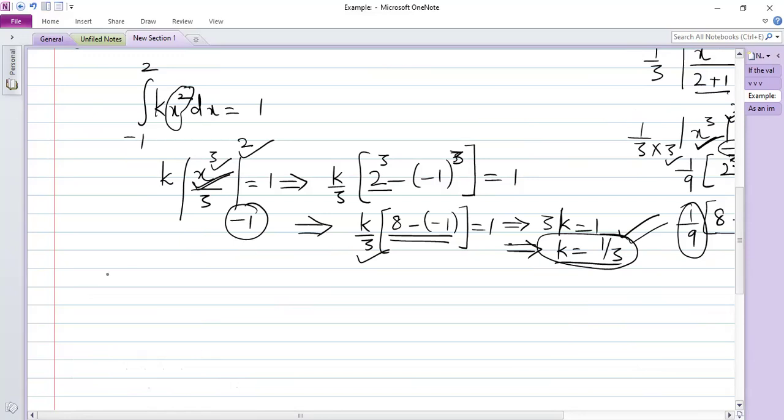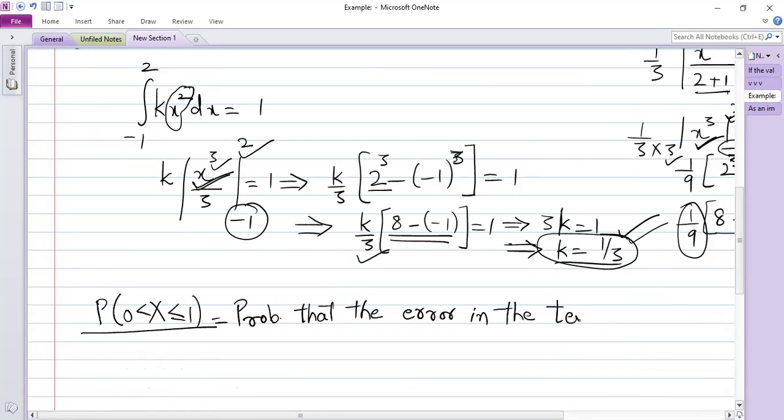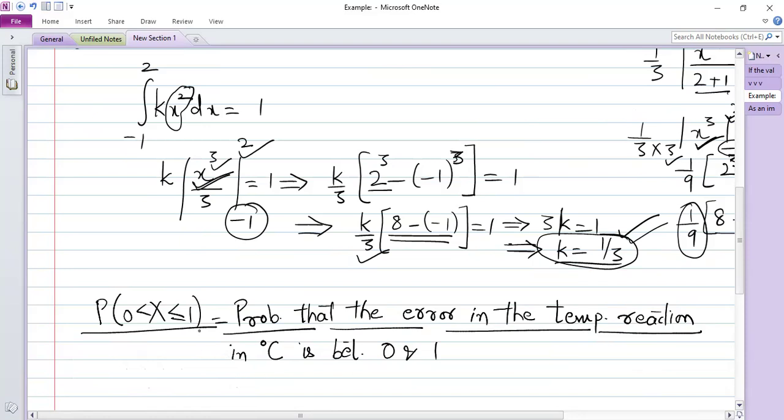Okay. So here we need the probability that X lies in this range. So basically this is the probability that the error in the reaction temperature, in degree centigrade, is between 0 and 1. Okay, so this question may be asked in this way: find the probability that the error in the reaction temperature lies in the range 0 to 1.